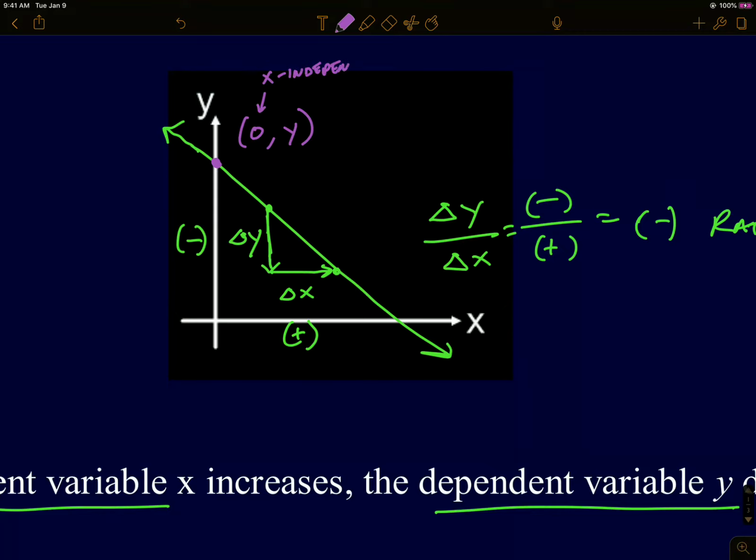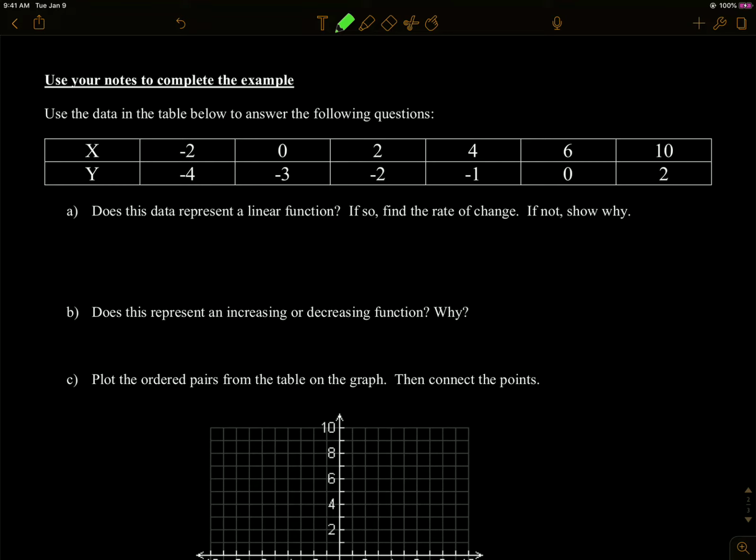All right, now we're going to look at what happens when we have a table here. Use the data in the table below to answer the following questions. Does this data represent a linear function? First, let's check if it's a function, because if it's not a function, we can just stop there, and it's easy to check. I check all the x's. Remember, my definition of function is every input has exactly one output. So when it's a table, we're going to see if the inputs repeat. Do any of these inputs repeat? No, they don't. So it is a function.